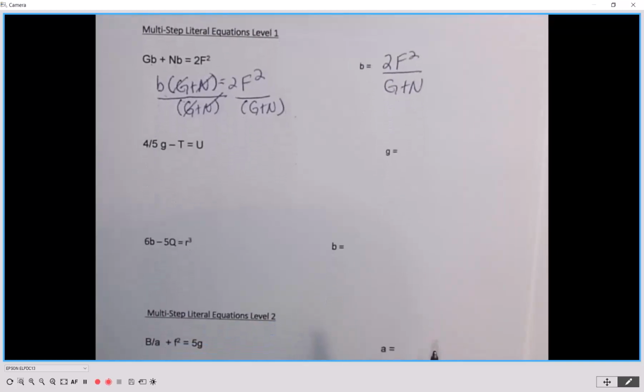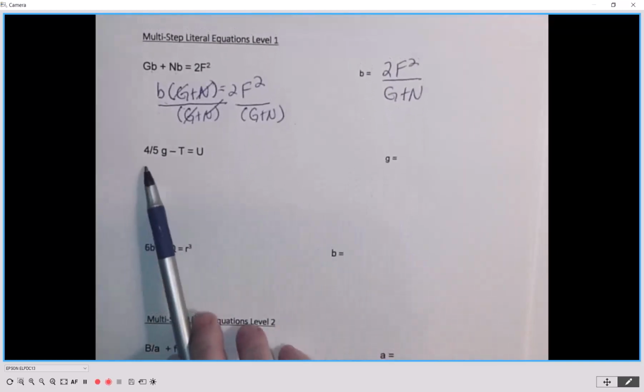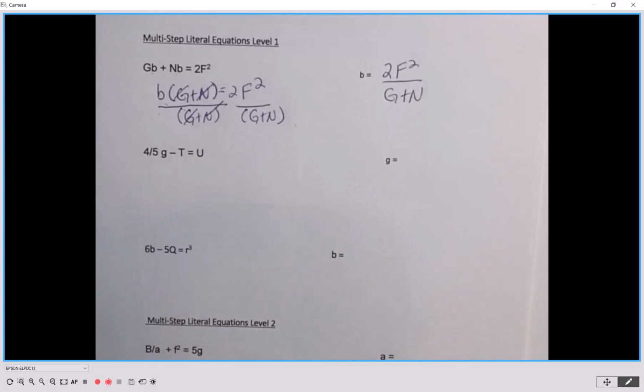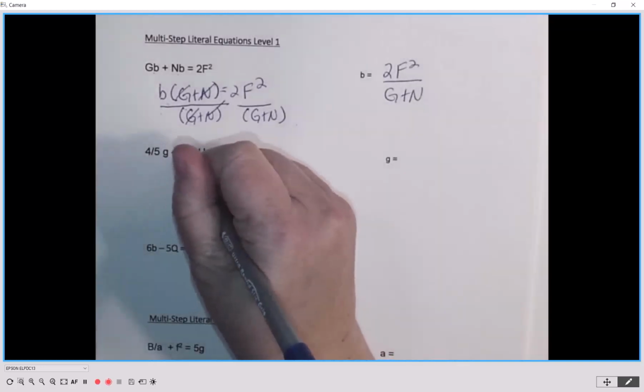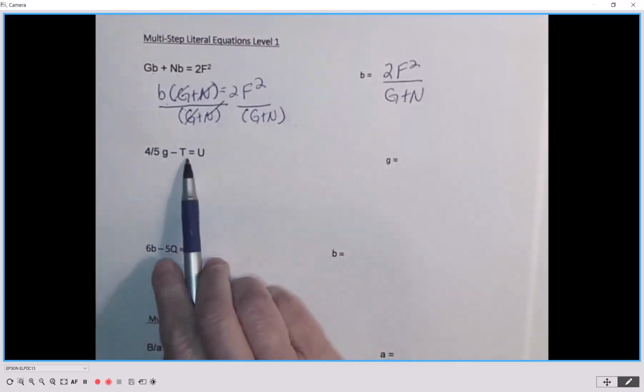Let's bounce on down to this one where I'm looking for the small g. So let me do the easier part first. This is a negative t. It could be a negative number, right?